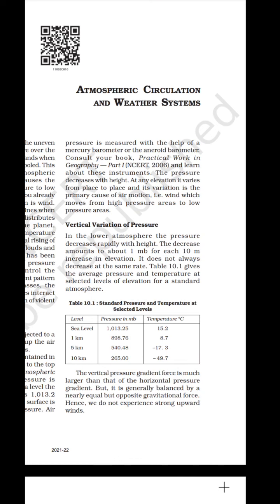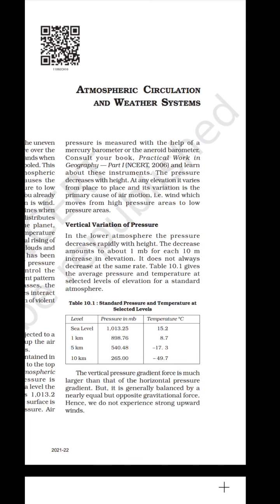Take a look at table 10.1, standard pressure and temperature at selected levels. Level, pressure in mb, temperature in Celsius. Sea level 1013.23, temperature 15.2. 1 kilometer 898.76, 8.7. 5 kilometers 540.48, minus 17.3. 10 kilometers 265, minus 49.7.